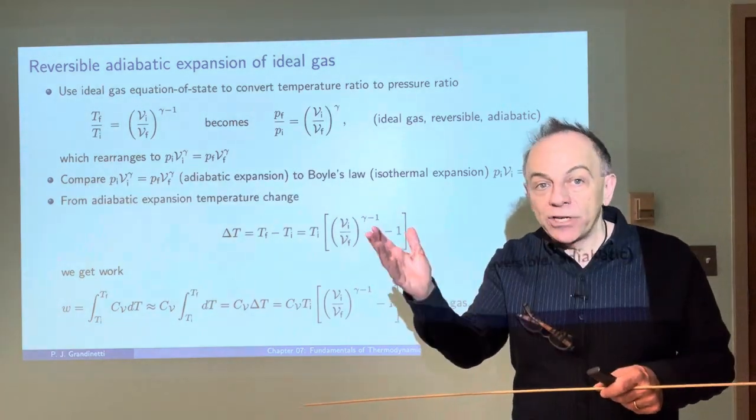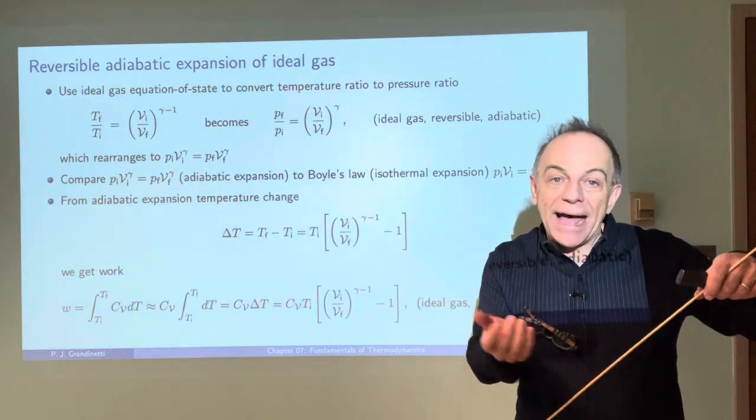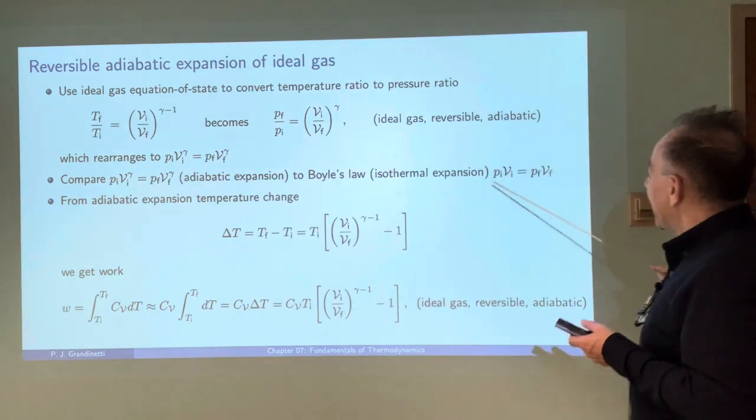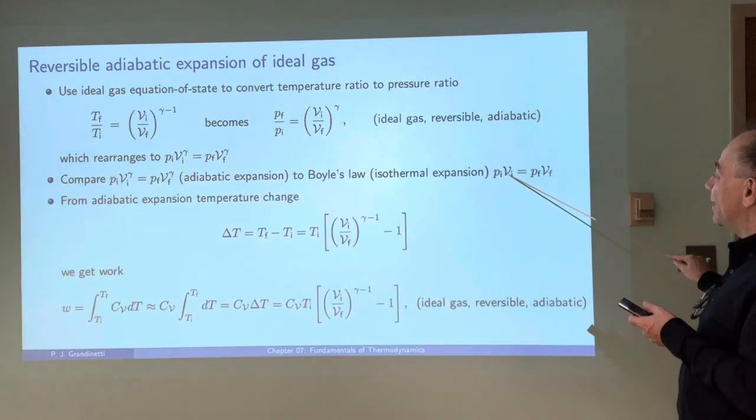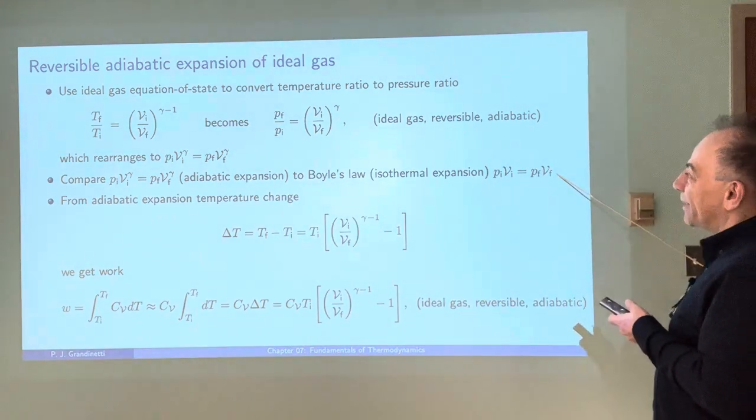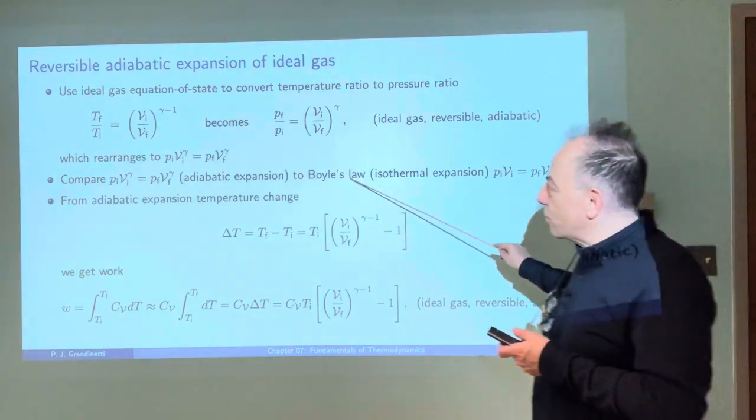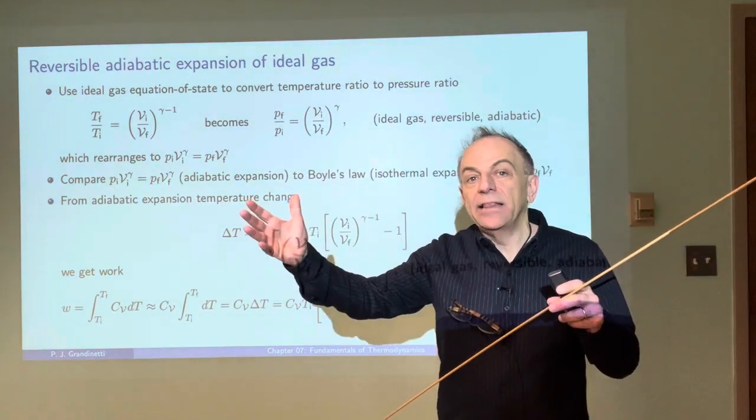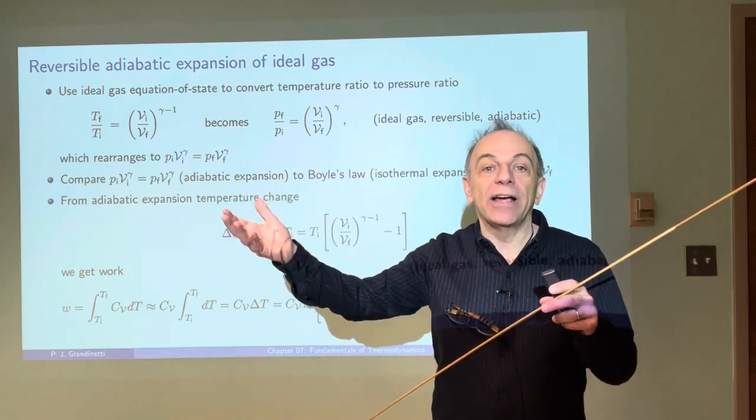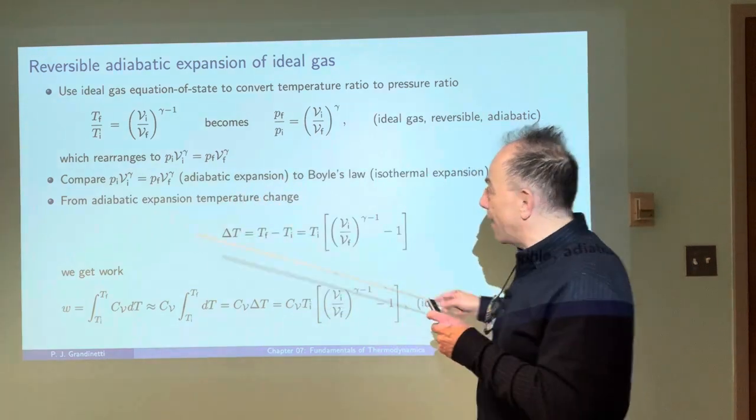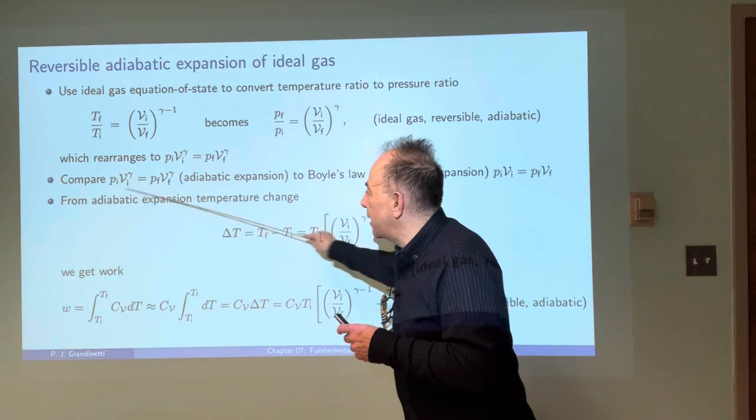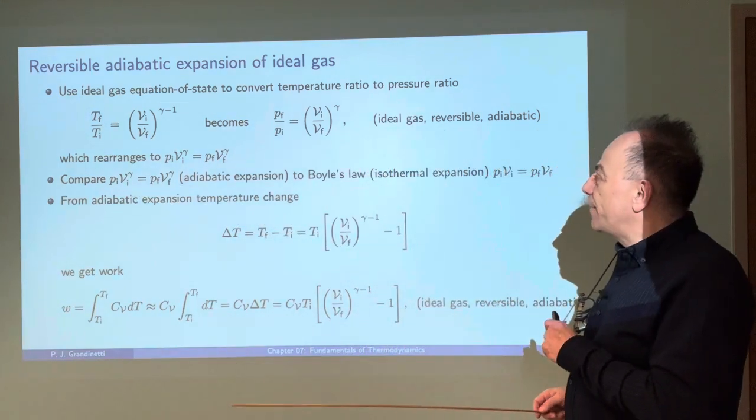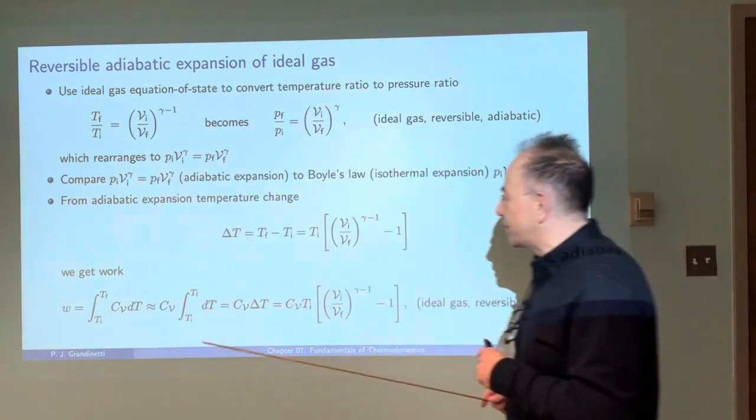So you can see the difference between these two types of expansion. In the isothermal expansion, we're expanding in contact with a bath where heat is able to flow in, and P initial V initial is equal to P final V final. That's Boyle's law. But for the adiabatic case, where no heat can flow in, and as the piston expands, we get work out of the system and the temperature drops, we end up with this expression there for the dependence on the initial and final states.